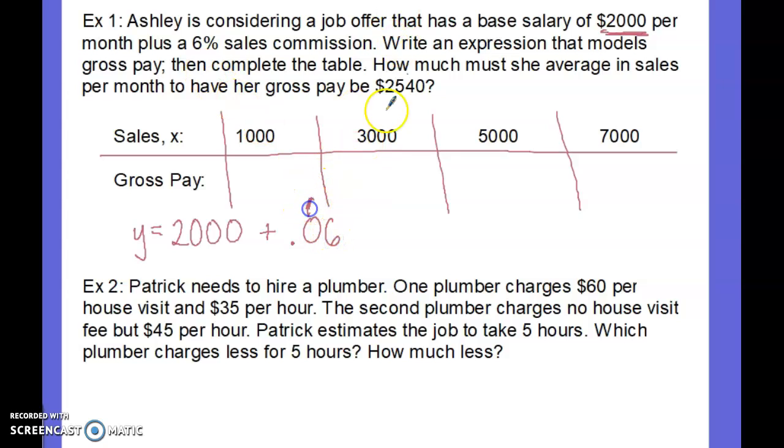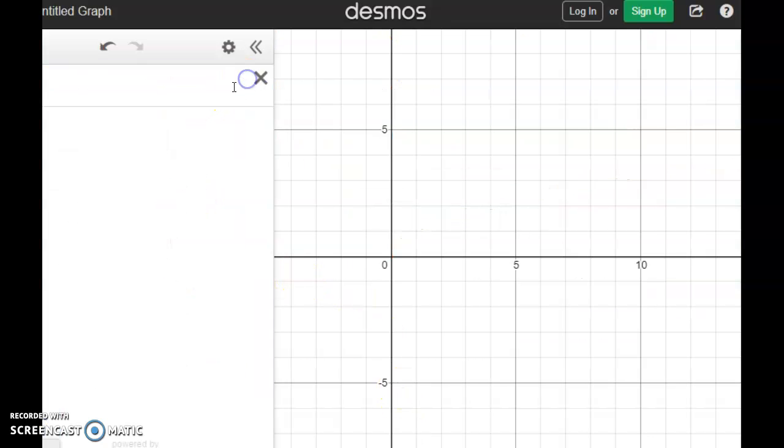And you multiply that by however many sales she has. So I'm just going to use the same Desmos I just showed you. What you need to do is just plug 1,000 in for x and then add 2,000 to it. So let me clear this out. So 2,000 plus 0.06 times 1,000. She's getting $60 from the 1,000 in sales added to her $2,000 base salary. She gets a total of $2,060.